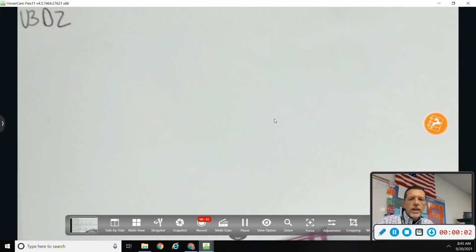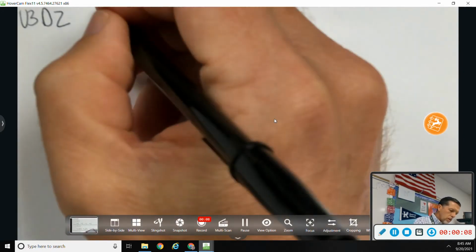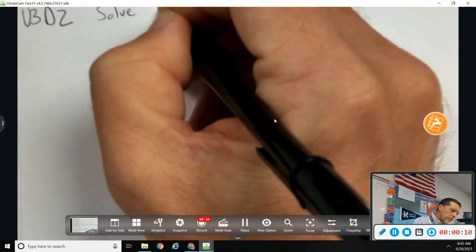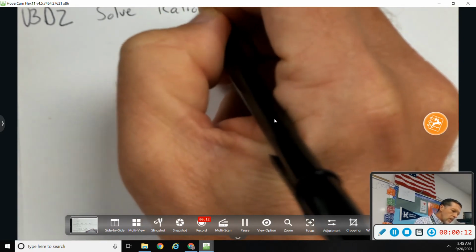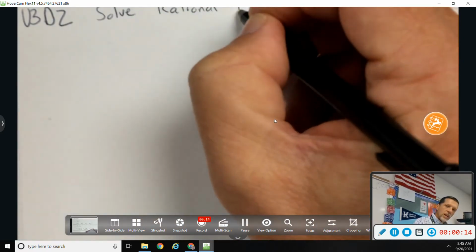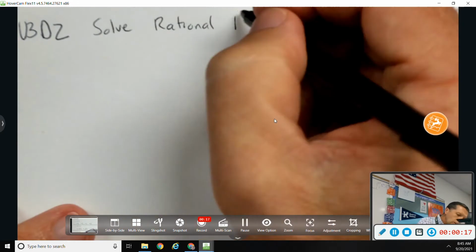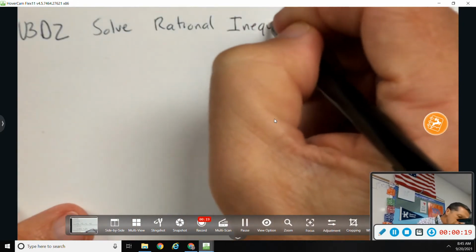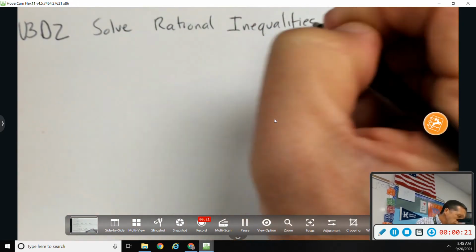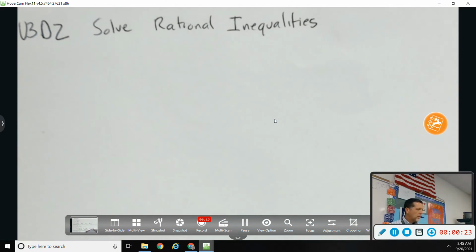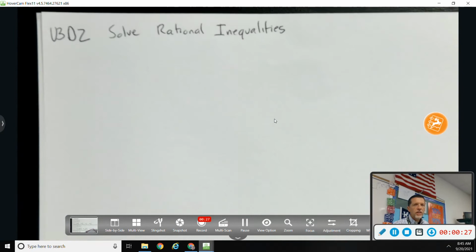Unit 3, Day 2. We're going to solve rational inequalities. All right, a lot of words there.